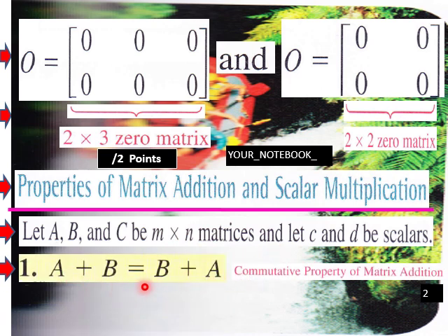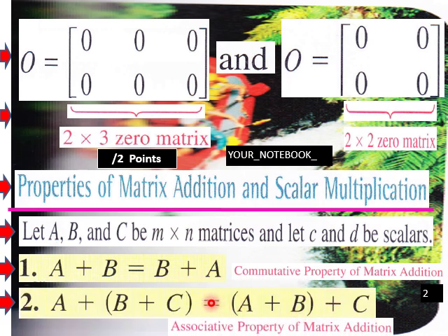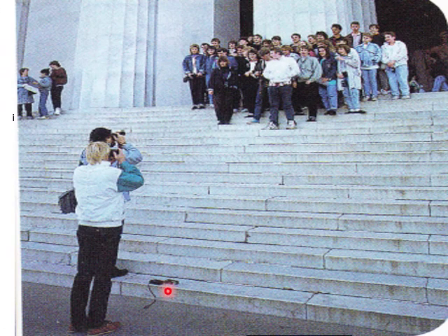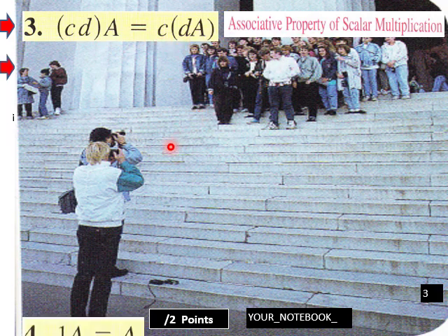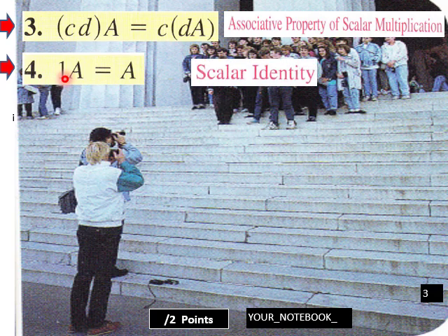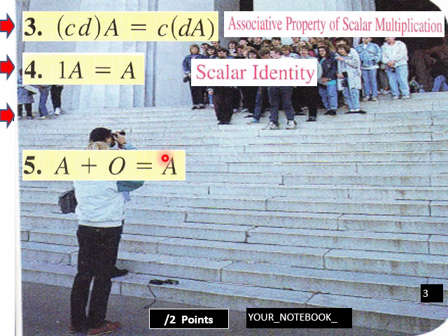Number 1, A plus B equals B plus A. That's the commutative property of matrix addition. And number 2, A plus the quantity B plus C equals the quantity A plus B, plus C. So we have the associative property of matrix addition. And then number 3, cd times A equals c times d times A, the associative property of scalar multiplication. And then number 4, 1 times A equals A, the scalar identity.